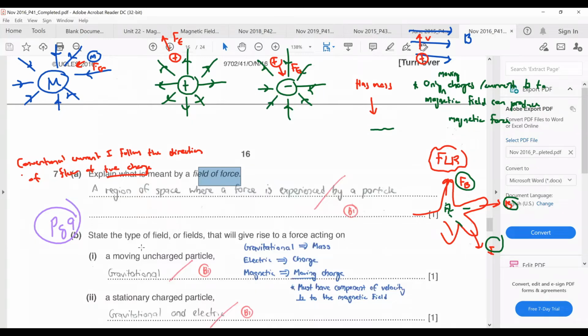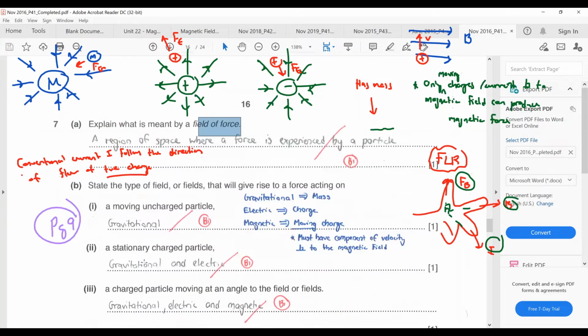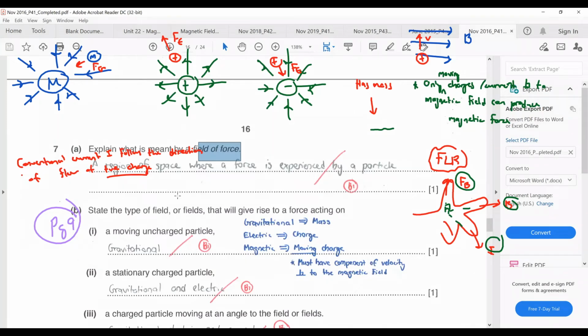Okay. Now, state the type of field or fields that may give rise to a force acting on a moving uncharged particle, a stationary charged particle, and a charged particle moving at an angle to the field or fields. So here we would say that a moving uncharged particle, as I mentioned to you, has mass. Therefore, a gravitational field would affect it. But it has no charge, so electric and magnetic are out. So only a gravitational field here.